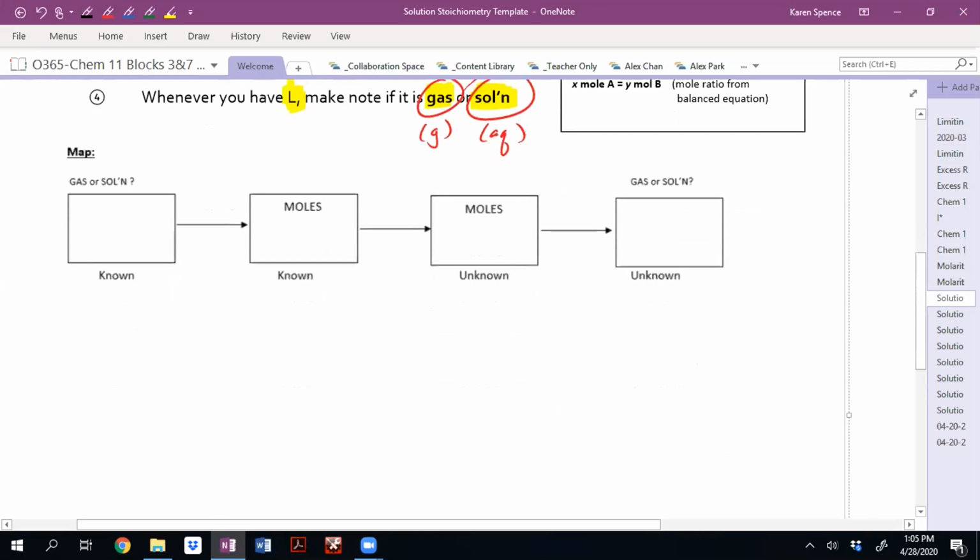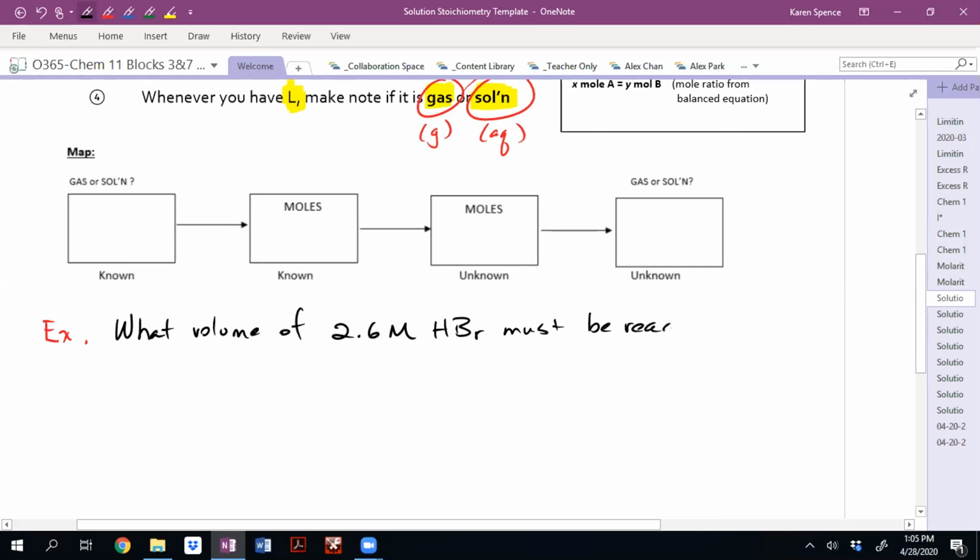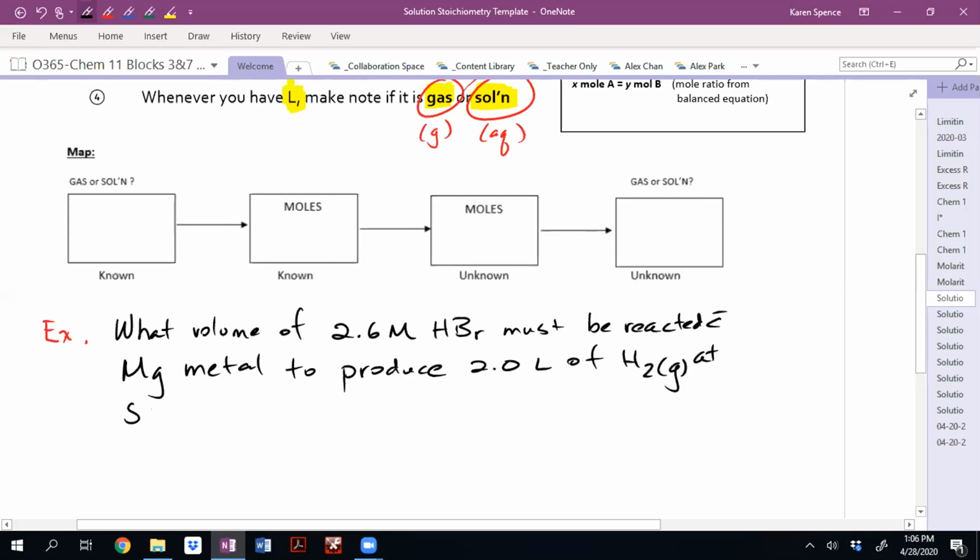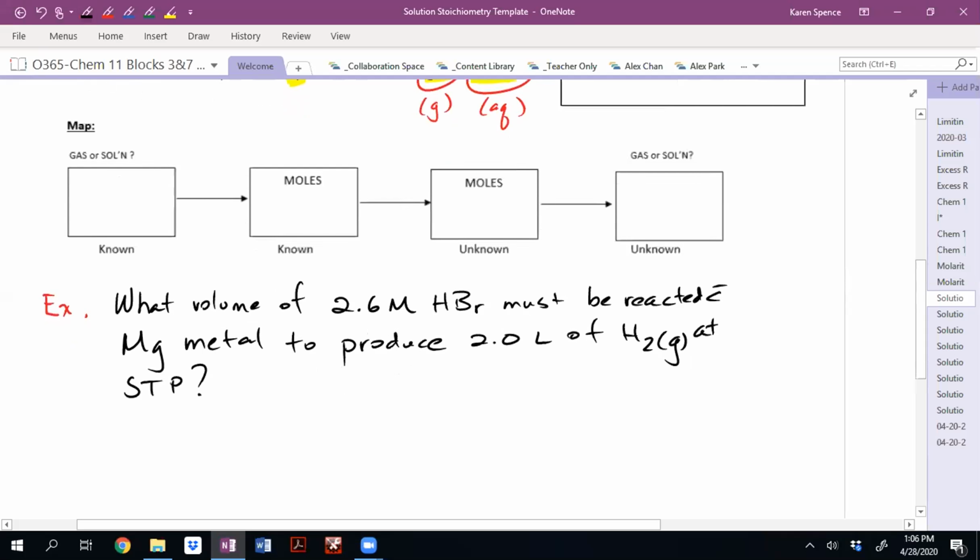Okay, so we are going to do an example here. What volume of 2.6 molar HBr must be reacted with magnesium metal to produce 2 liters of hydrogen gas at STP?